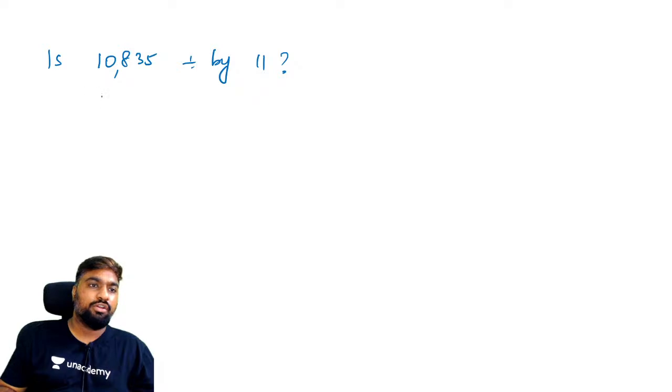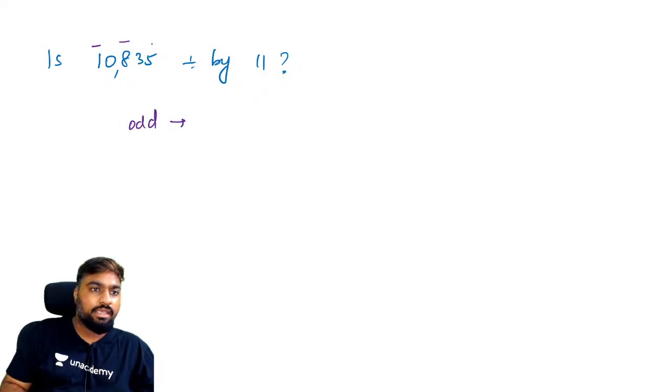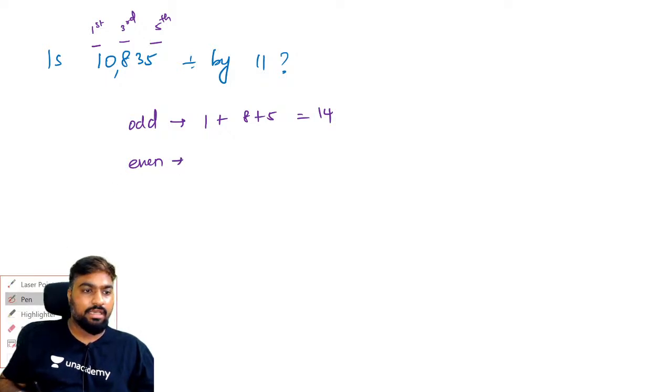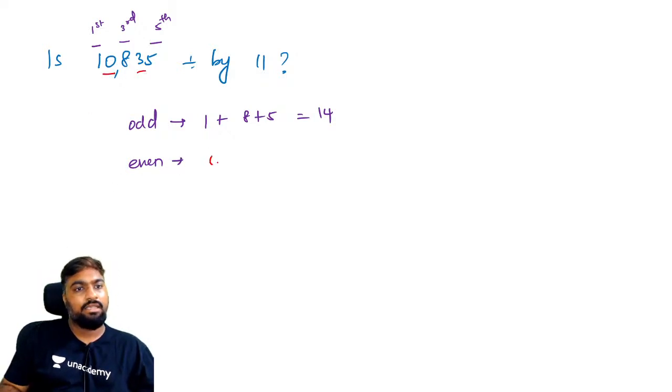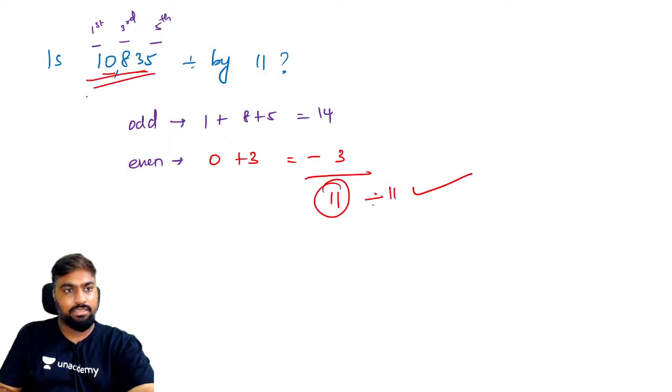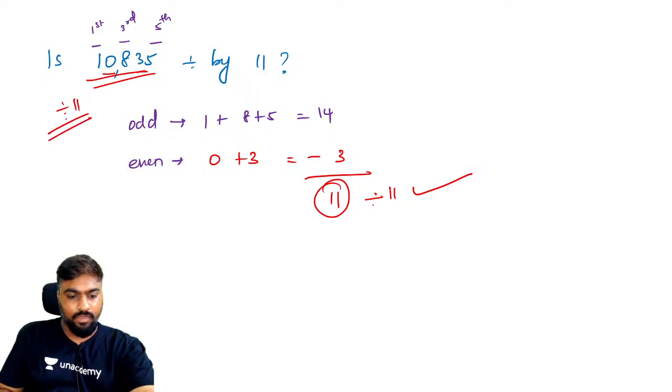Divisible? Beautiful. So what do? First take all the numbers at odd positions, not odd numbers, odd positions. 1, 3, 5, right? First digit, third digit, fifth digit. Add them up. 1 plus 8 plus 5 is what? 14. Now take the even positions. In even positions you have 0 plus 3. So 0 plus 3 is 3. Take the difference between them, 11. The difference is 11, which is divisible by 11. So this entire number is divisible by 11. Got it? Yes. Nice, no?